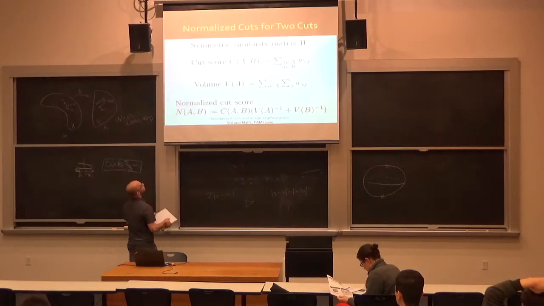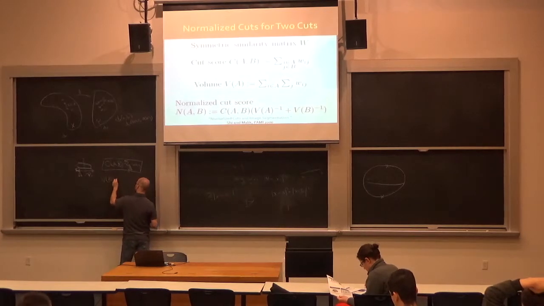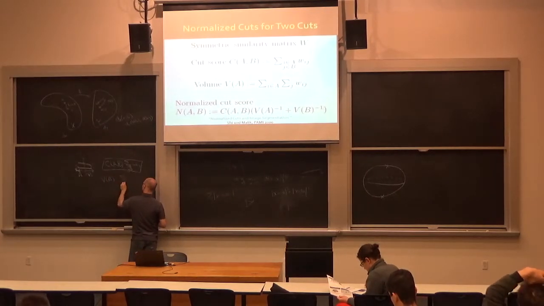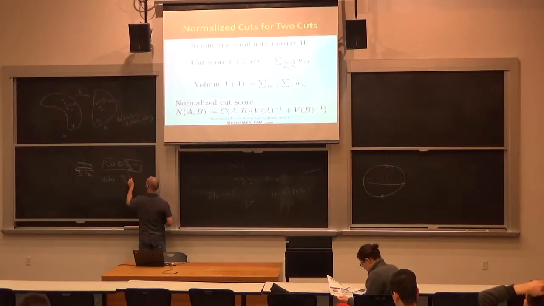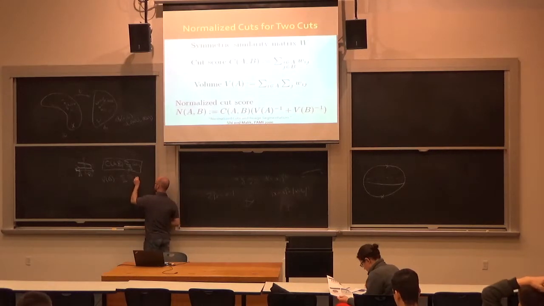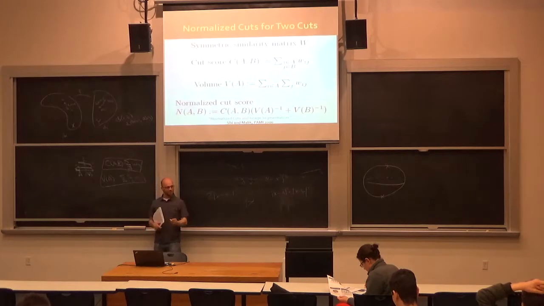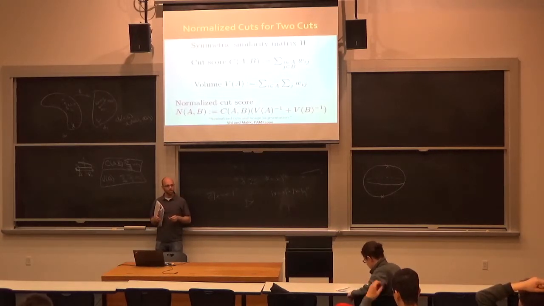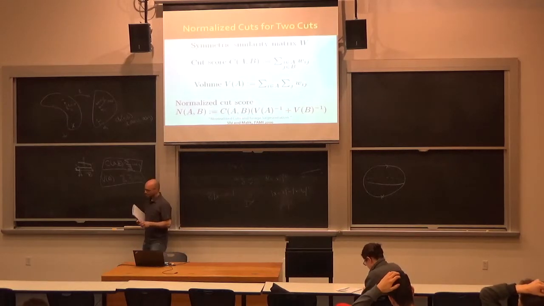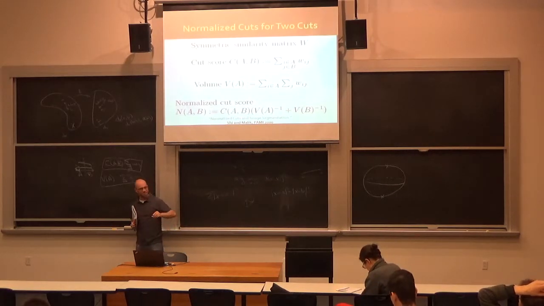Another one is that I want this to be relative to volume, where I'm going to think of the volume of set A, for example, to be the sum over all i in A, and then the sum over all j, so this is like all outgoing edges, W_ij. Notice these two scores are obviously very closely related.